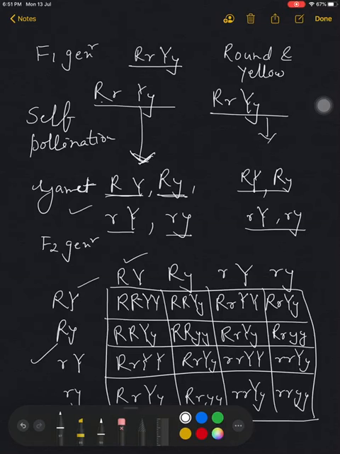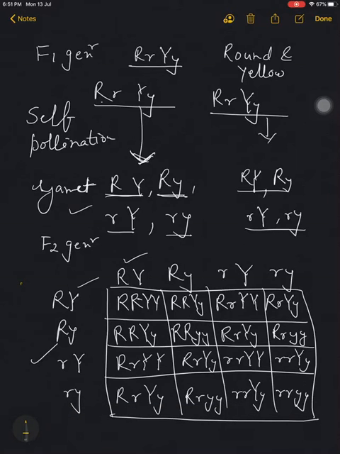So now try to see what is the ratio of the different seed. So this is very clear that how many offspring is formed here? 16. In which round and yellow, how will you identify? That is the dominant trait. So try to see here. This is round yellow. This one is round yellow. This one again round yellow. Round yellow. This is capital letter, so round yellow. Again this is round yellow.